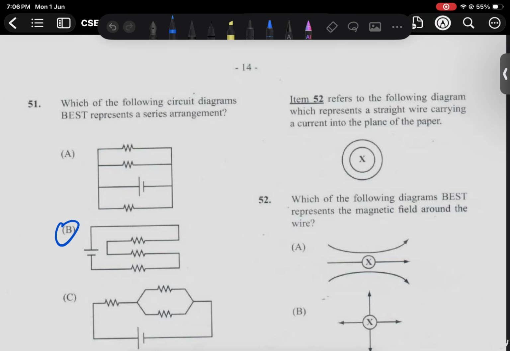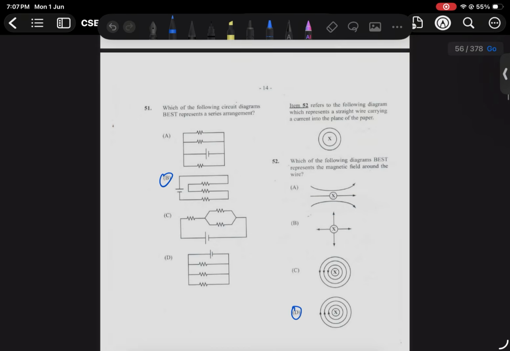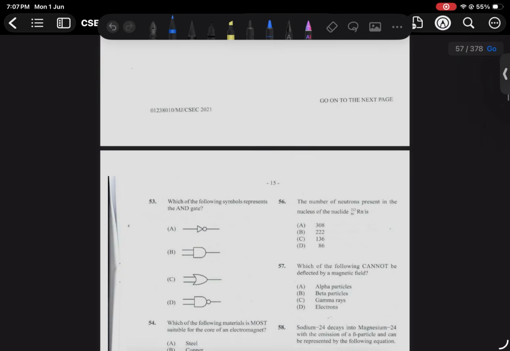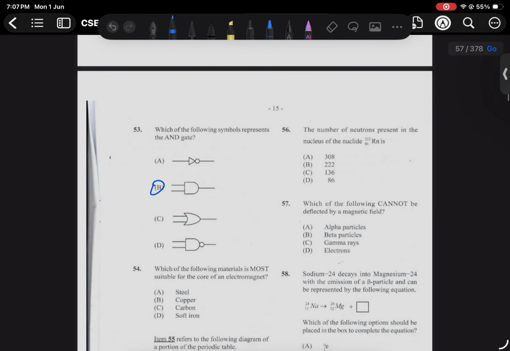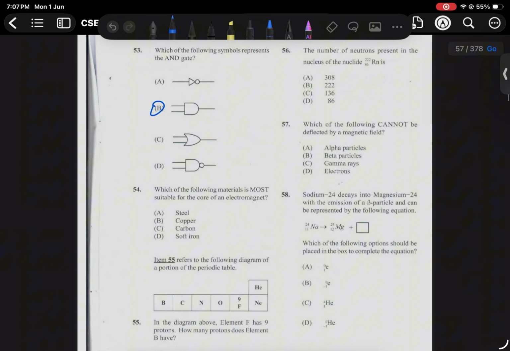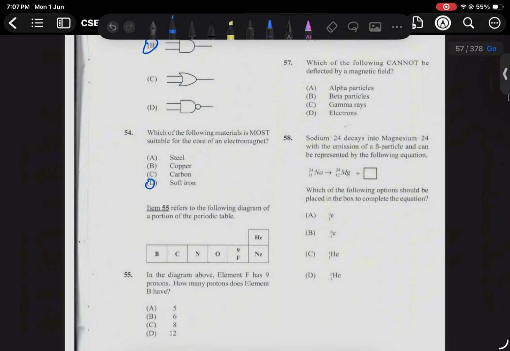Item 52 refers to the following diagram, which represents a straight wire carrying a current into the plane of paper. Which of the following diagrams best represents the magnetic field around the wire? I have to use the right hand grip rule, and we'll get that it goes in a clockwise direction. Which of the following symbols represents the AND gate? B. Which of the following materials is most suitable for the core of an electromagnet? Soft iron, which is used in transformers.